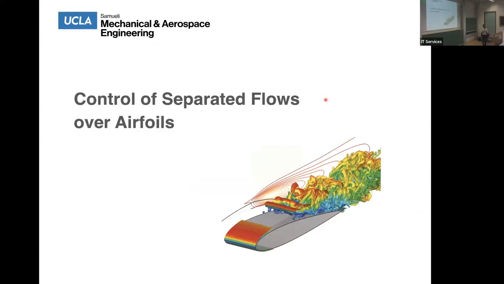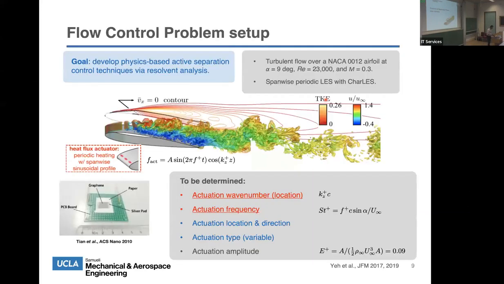Okay, so let's talk about this actual example that I've been talking about. Here I'm going to consider a NACA 0012 airfoil at a modest angle of attack, 9 degrees, and a modest Reynolds number of 23,000, chord-based. It's periodic in the span-wise direction. It's slightly compressible, Mach 0.3, and this is a well-resolved LES calculation that we're going to consider. What we're going to do is see if we can come up with a way to change the behavior of the flow, the mean flow that is, for lift enhancement or drag reduction.